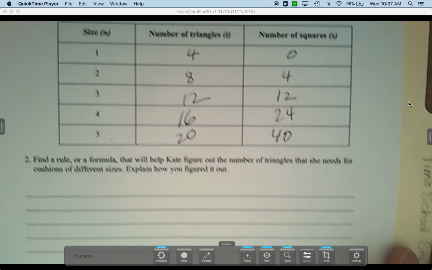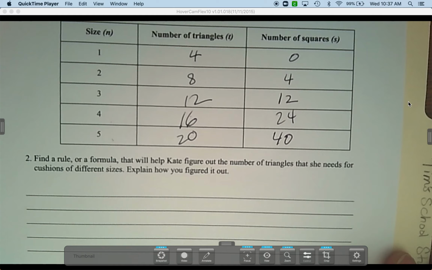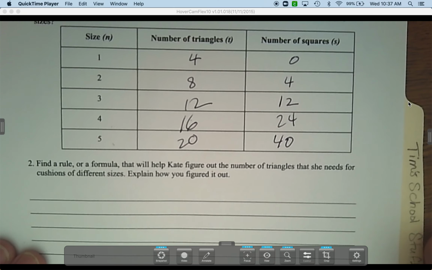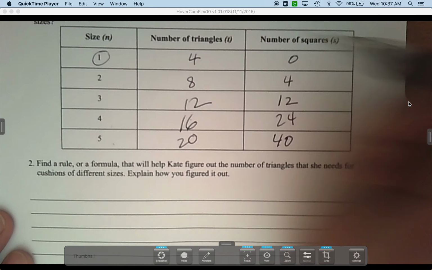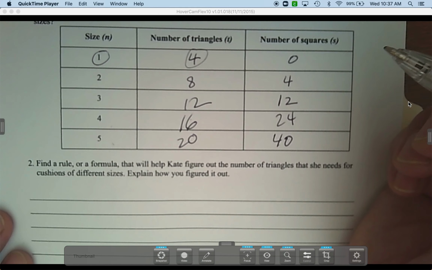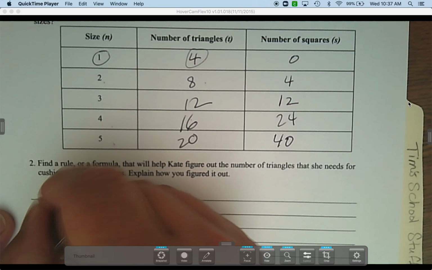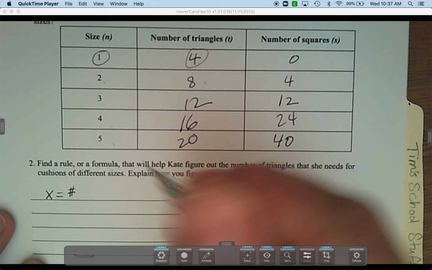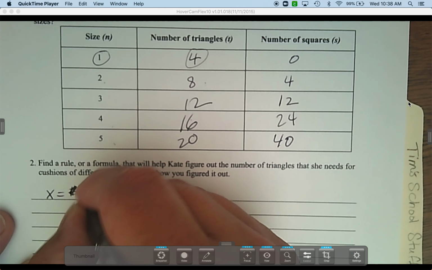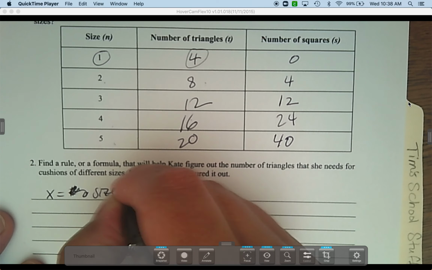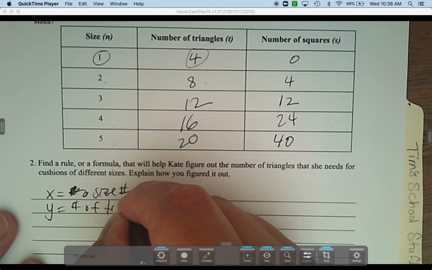Number 1 done. Number 2, find a rule that will help Kate figure out the number of triangles she needs for cushions of different sizes. Explain how you figured it out. So in other words, if you have size 1, how many triangles do you need? Size 2, how many triangles do you need? So in this case, x is going to equal the size number, sorry, and y is going to be the number of triangles.